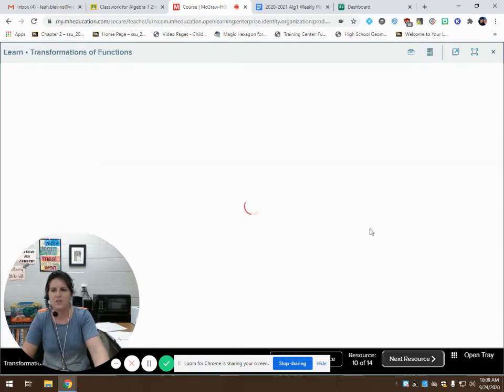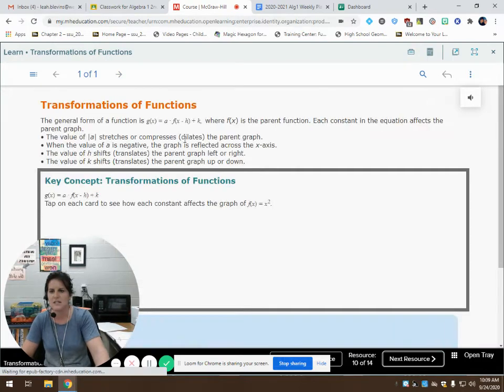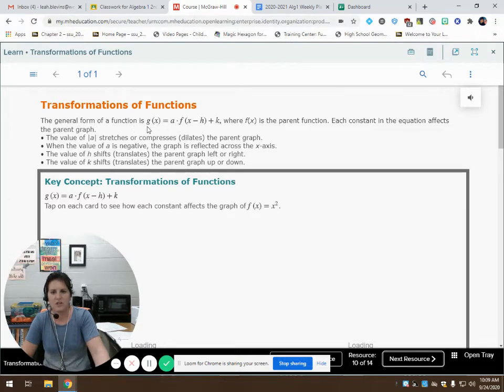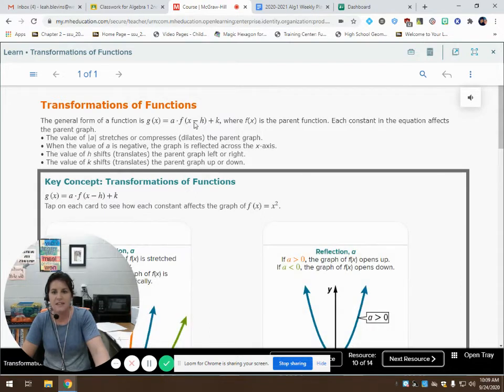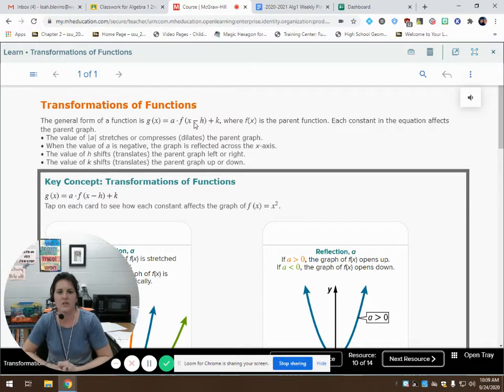All right, let's talk about the transformations of functions. Again, this time we're looking more at the equation and what happens. The general form of the function g of x is some number a times x, your x value being evaluated, we're subtracting h units from it, and then on the outside of that, we're adding k units to it, where f of x, just plain old f of x, is the parent function.